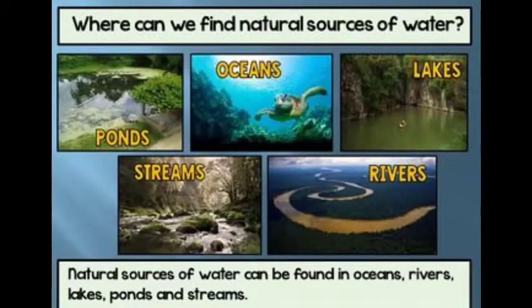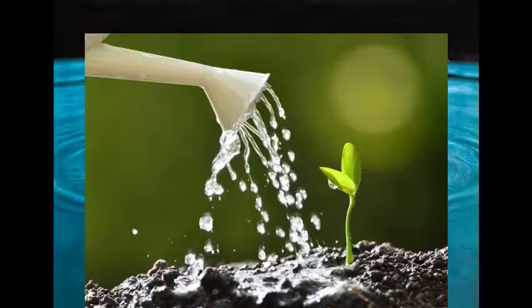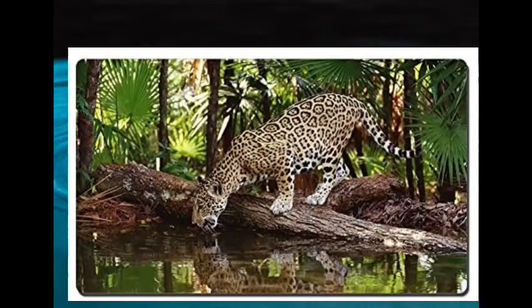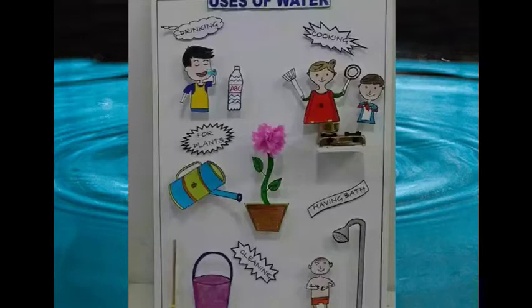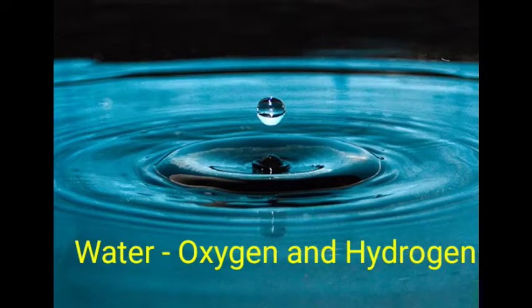And what are the sources of water? Children, we can find water in ocean, river, lake, well, ponds, etc. Some of the uses of water are: water is very essential for the plant to grow, for the survival of the animals. It is very essential for human beings for drinking, cooking, cleaning, taking bath, etc. Water is made up of two gases. What are those two gases, children? Oxygen and hydrogen.